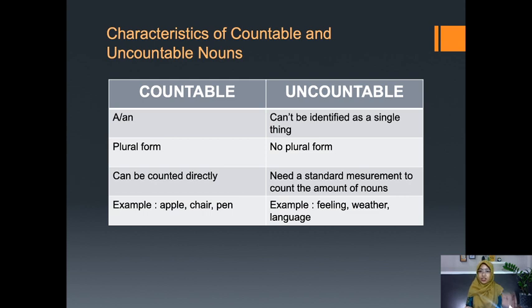So, it is one of the characteristics of countable and uncountable. Countable has a singular form and uncountable has no singular form because it can't be identified as a single thing. And the second one, the plural form, I have talked about this. Uncountable has no plural form. What does it mean? It is impossible to say that, oh, I have many rices. Impossible, right?